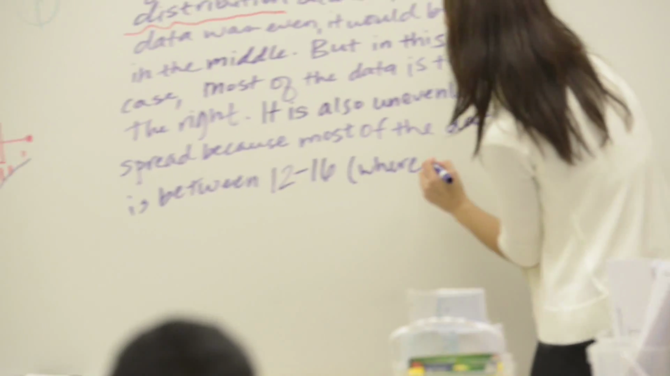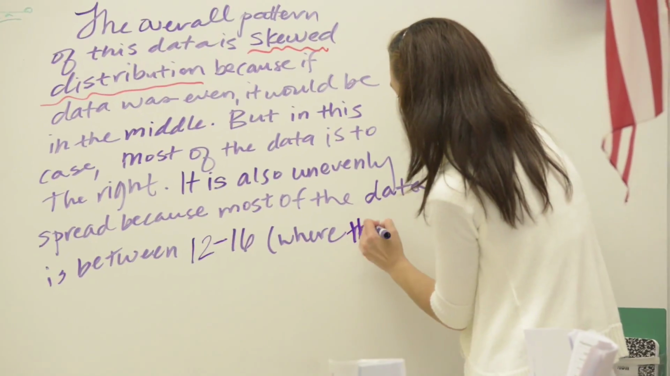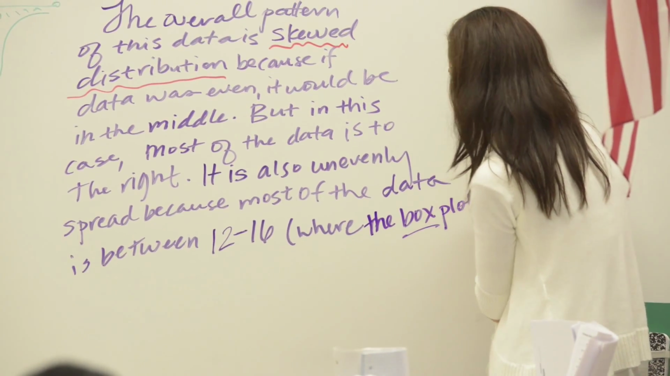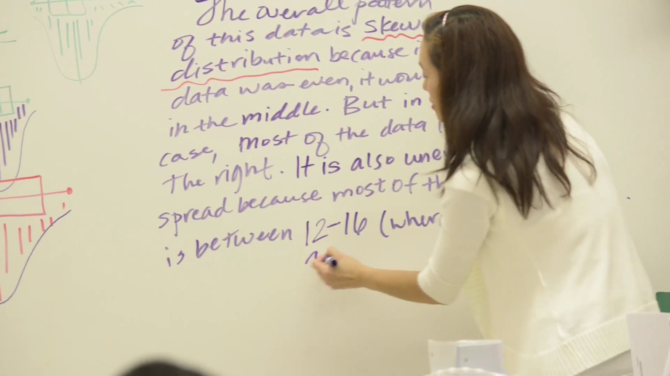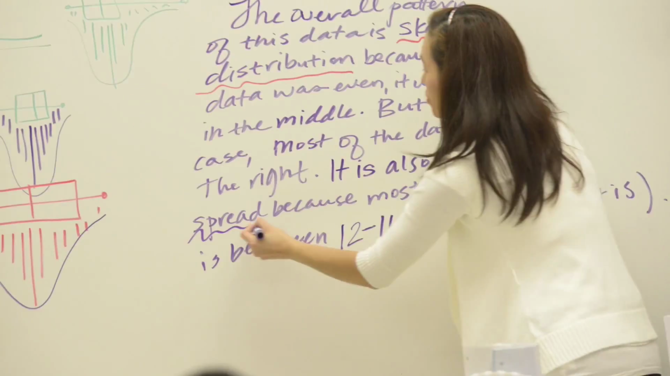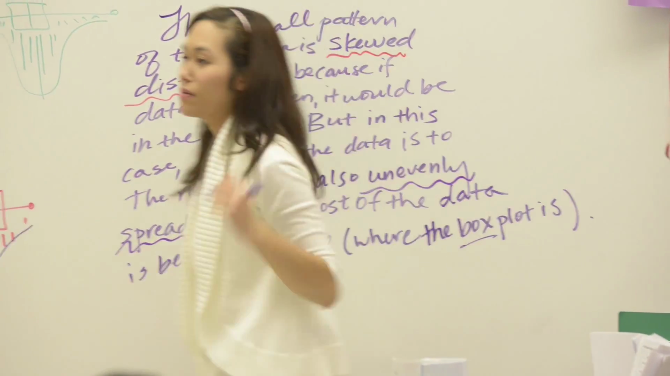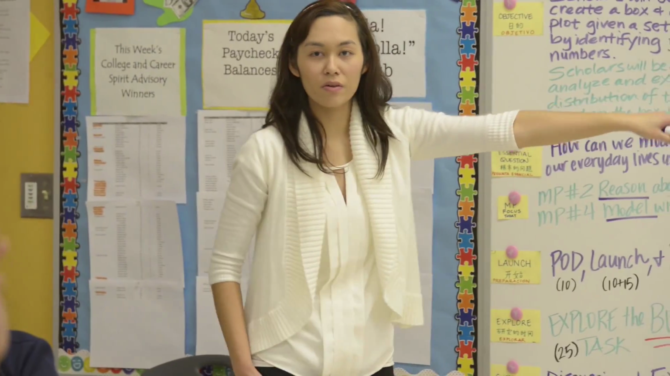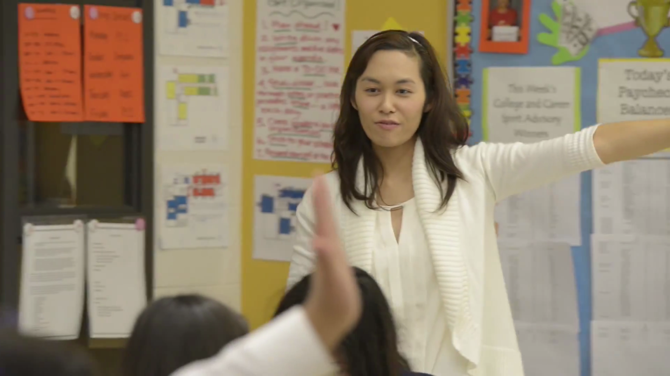Somebody said 12? Do you guys agree? Oh yeah, with 12. 12 through 16. Okay, where the box is? Yeah, where the box plot is. Okay, so we use numbers. We use 2 words. Somebody read this whole thing to me as a group. Somebody I haven't heard from.